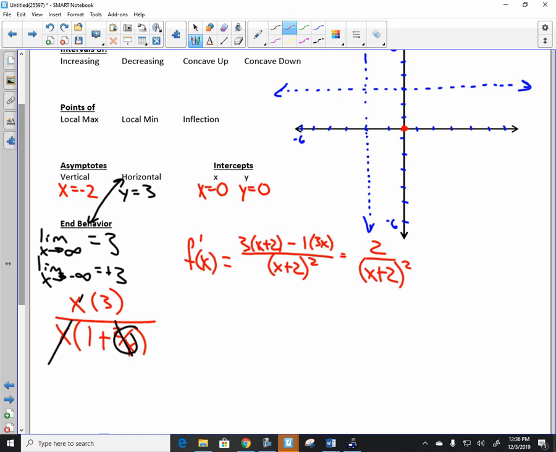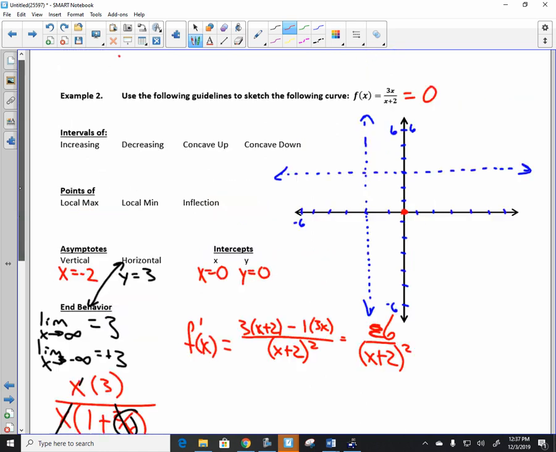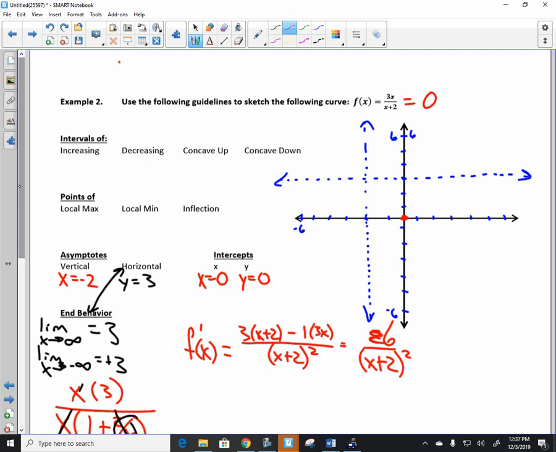Tell me something about the bottom. Always positive. Why? It's being squared, so it's going to be positive. Tell me something about the top. It's always 6, which means it's always positive. So I always have a positive over a positive. That means the first derivative is always positive, so therefore the function is always increasing for all domain values.